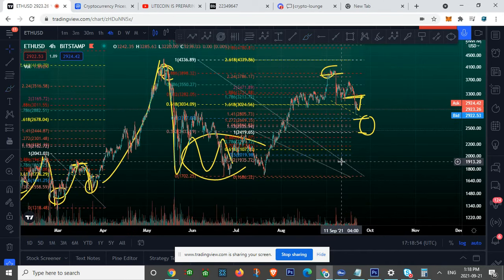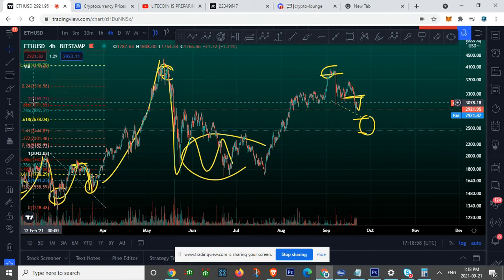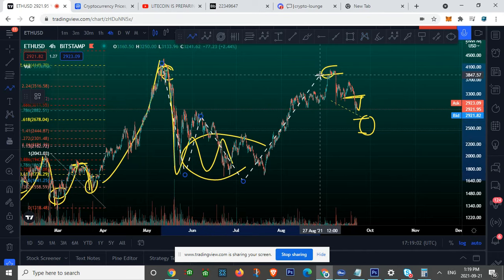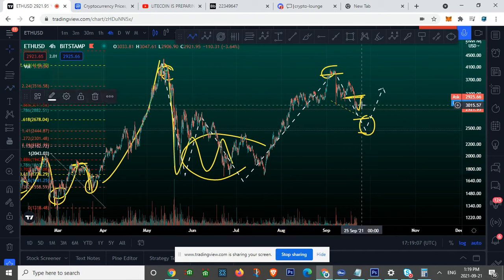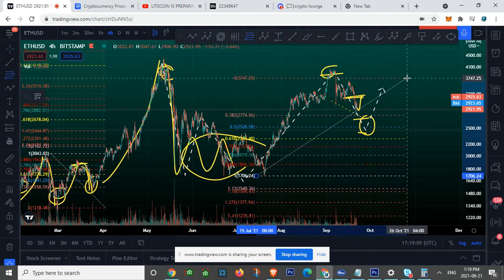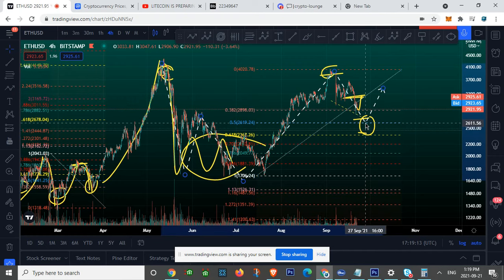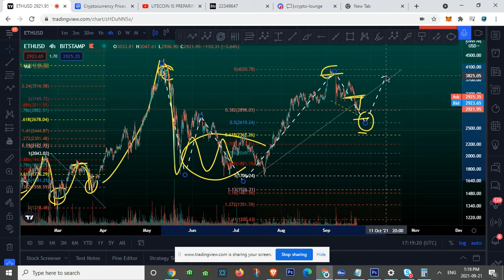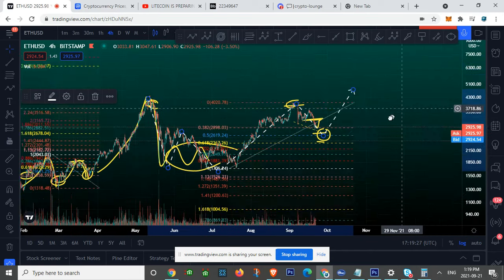Not only that, but we also have a 5-0 pattern, of course, on Ethereum. So we have our A, B, C, and we have our D point. Your demand zone should be at the 0.5 retracement level, which takes us approximately to around 2600. If this level does hold, do expect a continuation rally, not only in Ethereum, but Litecoin. And we're talking another alt season.